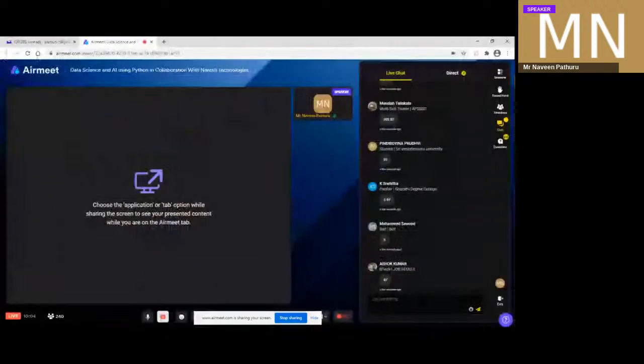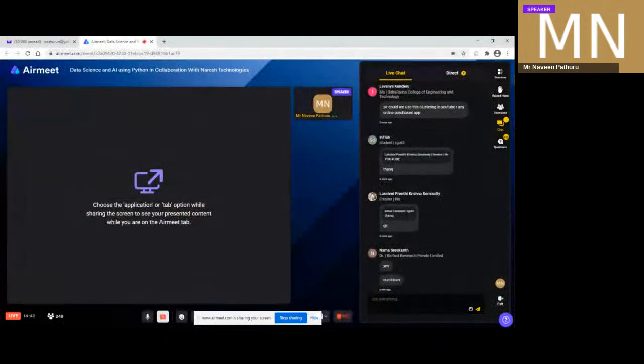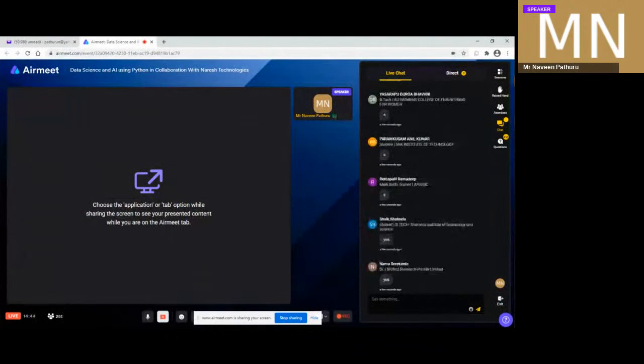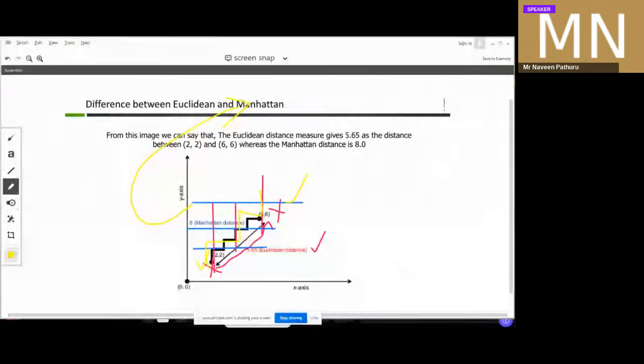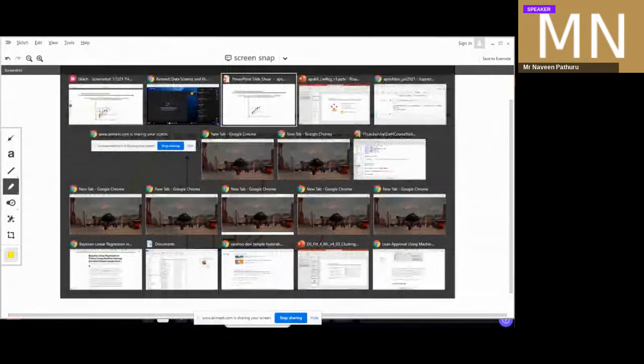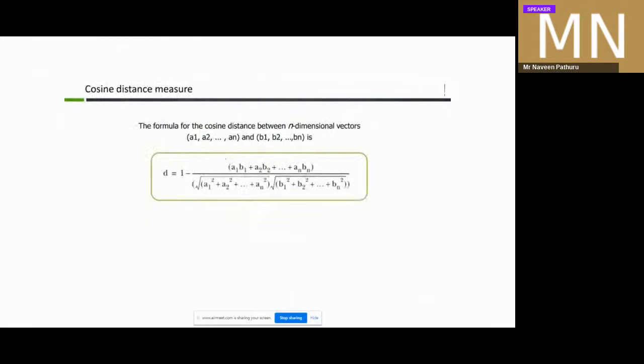Everybody with me, guys? Quick yes, please. Euclidean is just a straight distance between 2 points. That's what we've been used to in school, guys. You can force an algorithm to use either Manhattan or Euclidean distance, or you can also tell it to use cosine. Cosine is nothing but a dot product. It is acting like a dot product.